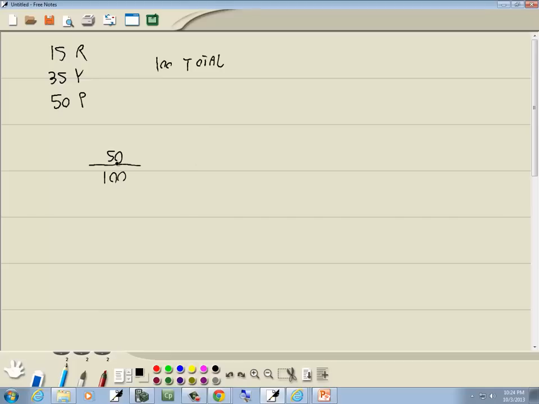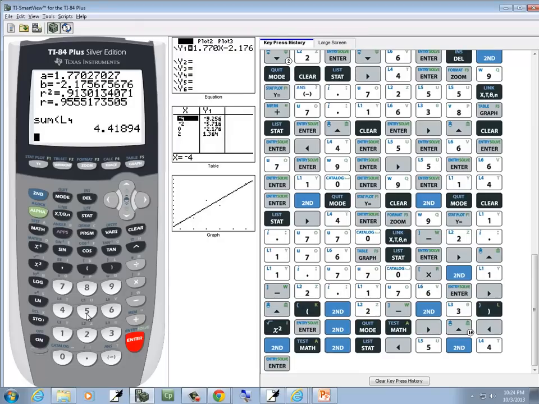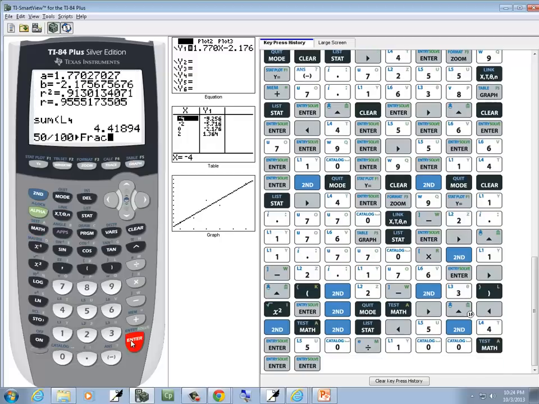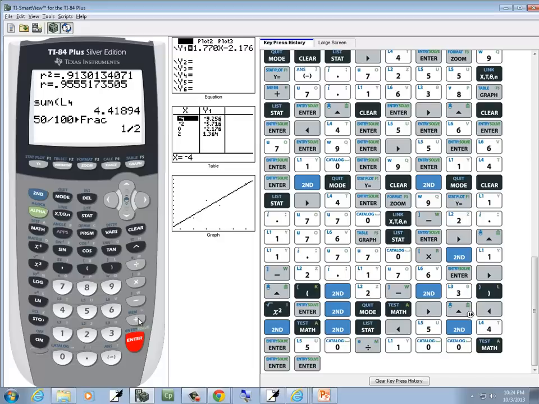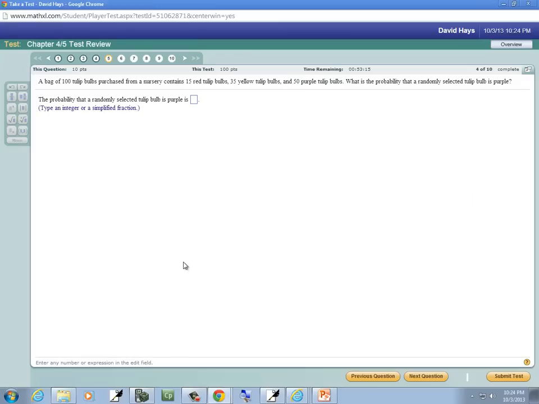This is a pretty simple one, but let's say you're not very good with fractions. You can see that's 1/2. You can go to your calculator, and if you do 50 divided by 100, and then you press Math, Enter, that'll reduce the fraction for you. So if I come over here and type a simplified fraction, I'll click the fraction symbol, put in 1, click down here, put 2, and go to next question.